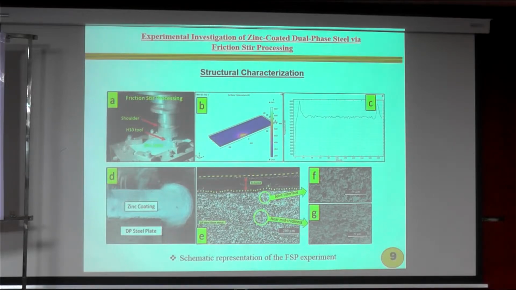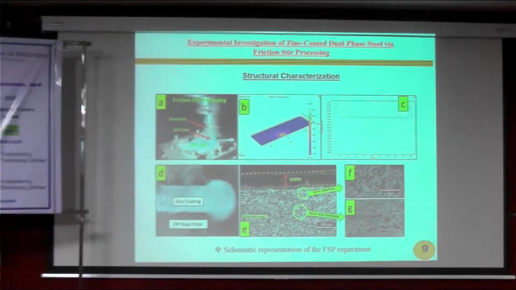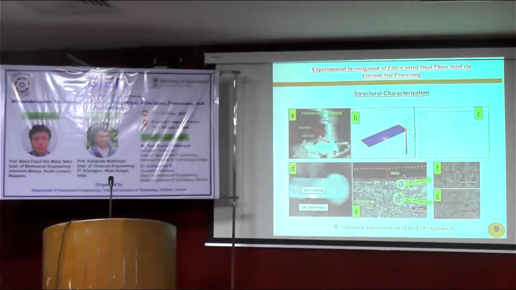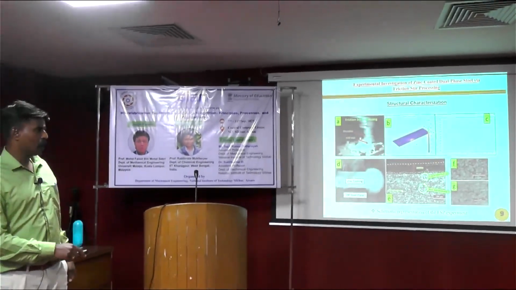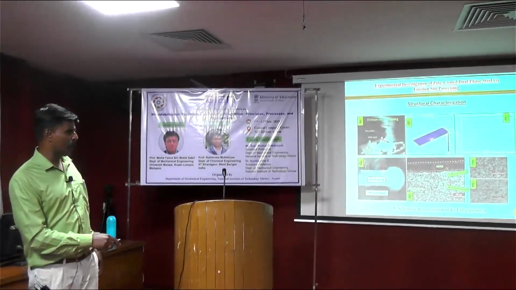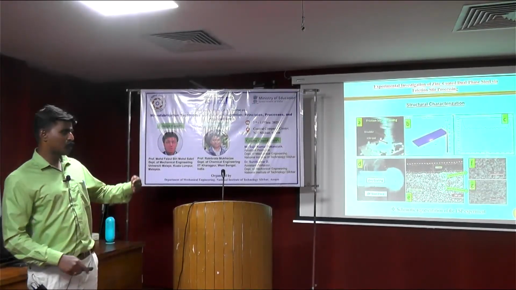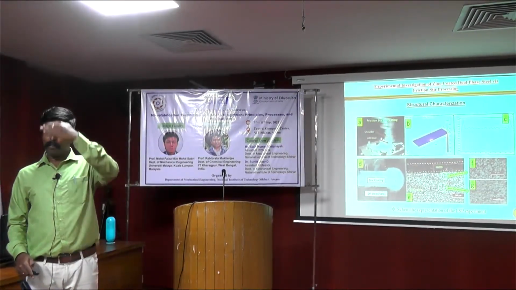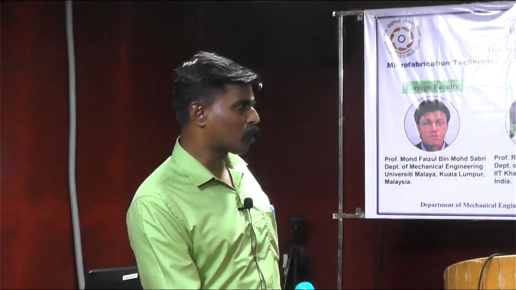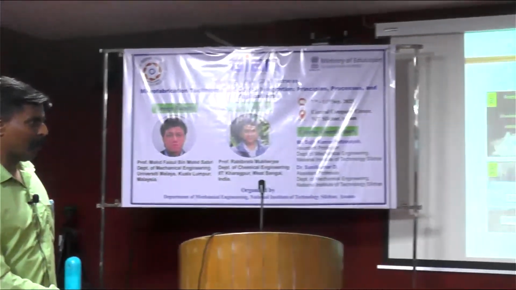The first characterization is visual examination only. We have to judge visually whether the coating is done or not. Physically, we have seen that it's a uniform coating across the base plate. Then to study the coating thickness, we cut the specimen and polished it metallographically, and this is a cross-sectional view. You can see the top side is the zinc coated surface, and this is the base plate.